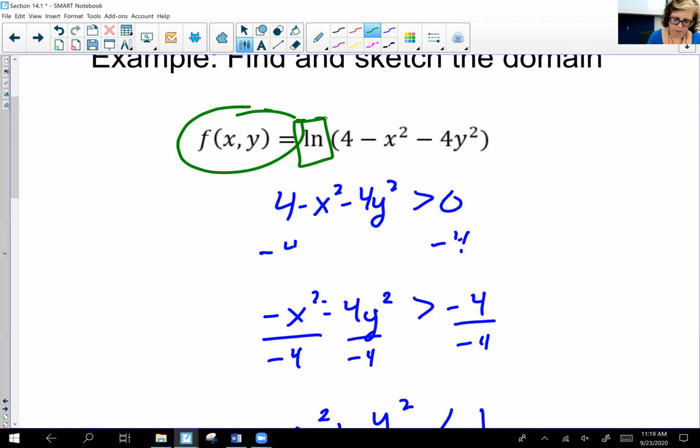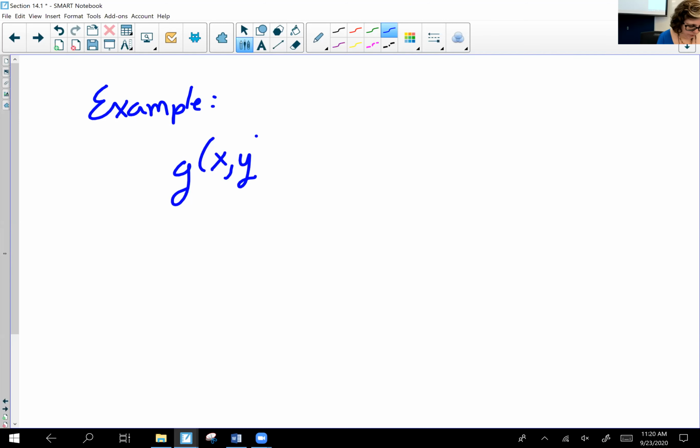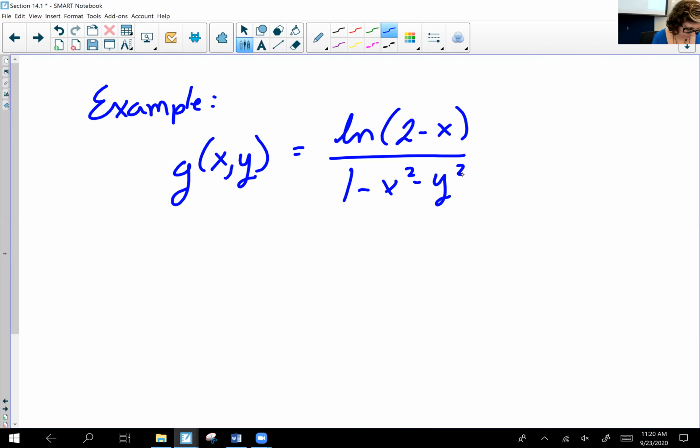All right, so let's go ahead then and look at one, as I mentioned, where we have something like this. That's a 1 minus x squared, correct? Correct. Thank you.